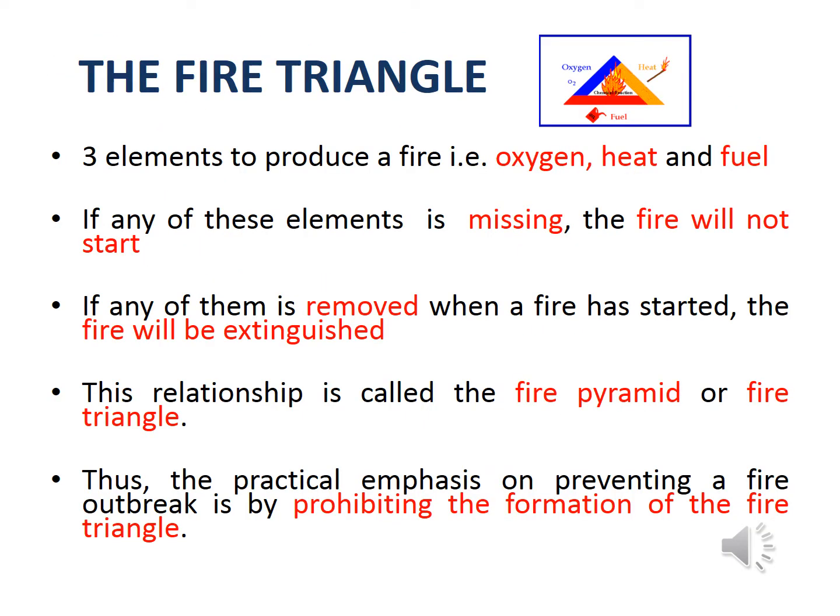The fire triangle: three elements to produce a fire, oxygen, heat and fuel. If any of these elements is missing, the fire will not start. If any of them is removed when a fire has started, the fire will be extinguished. This relationship is called the fire pyramid or fire triangle. Thus, the practical emphasis on preventing a fire outbreak is by prohibiting the formation of the fire triangle.